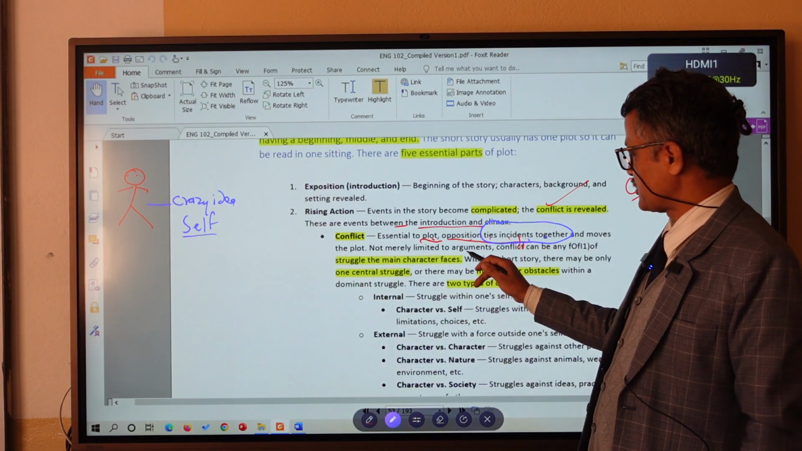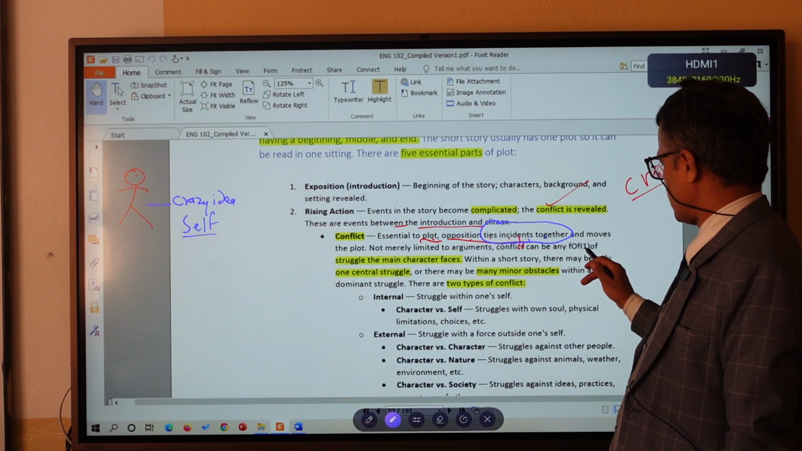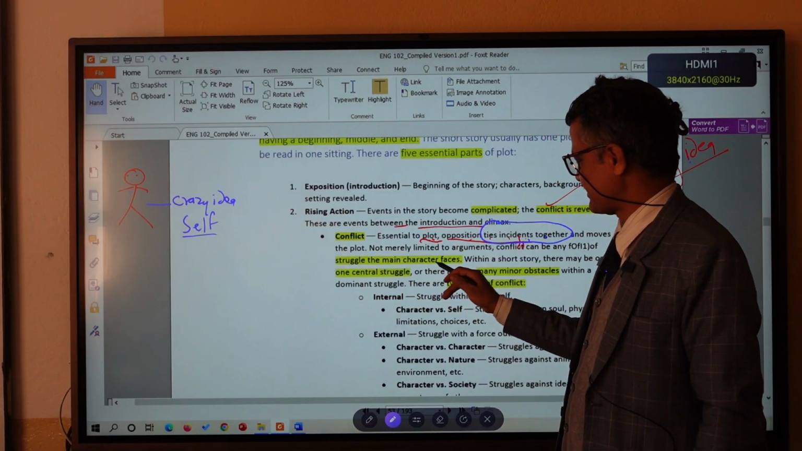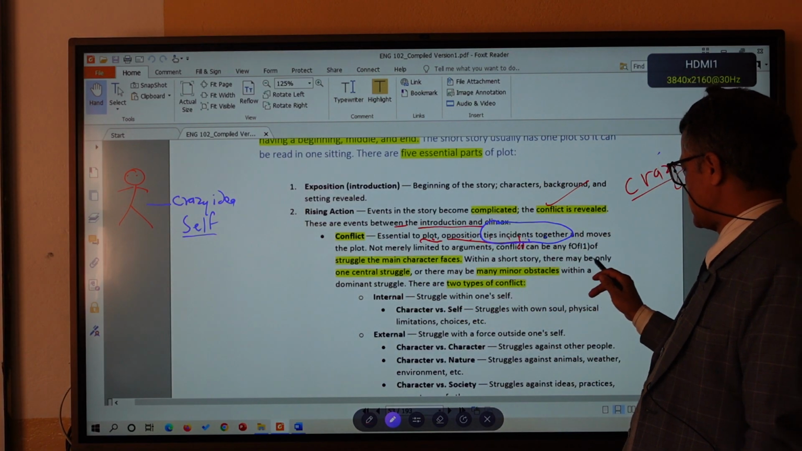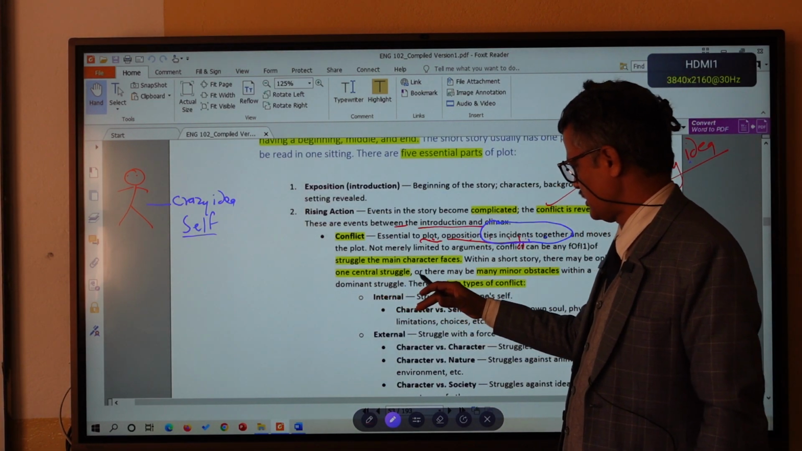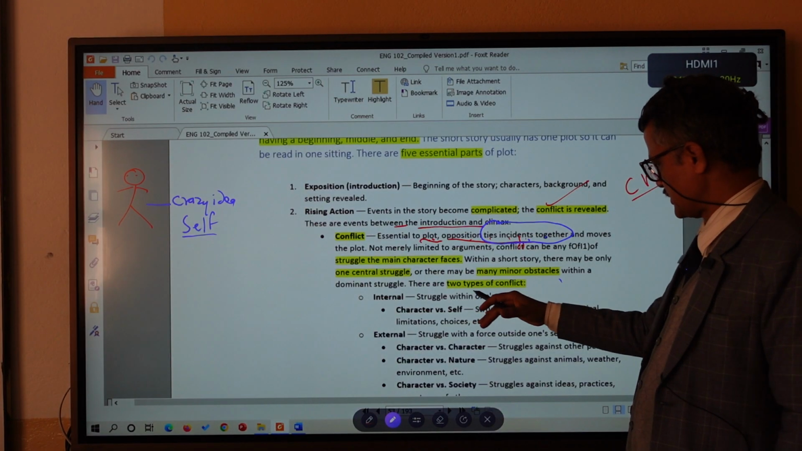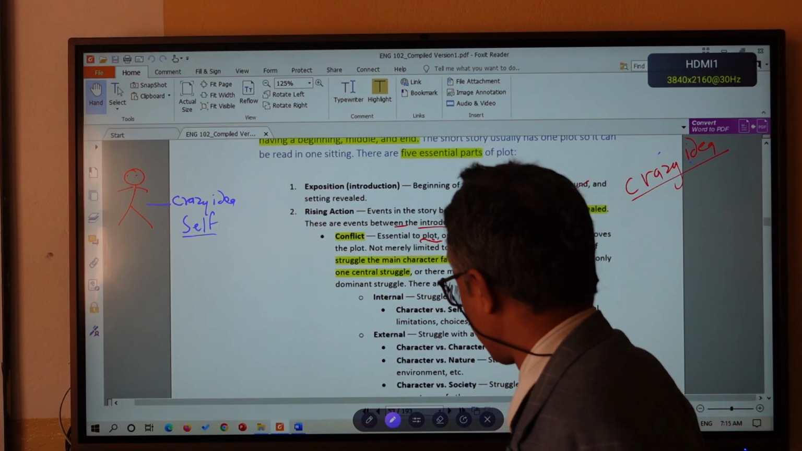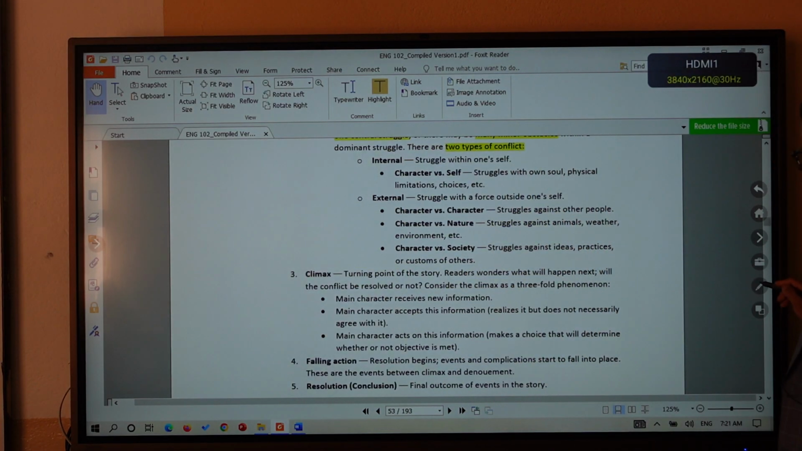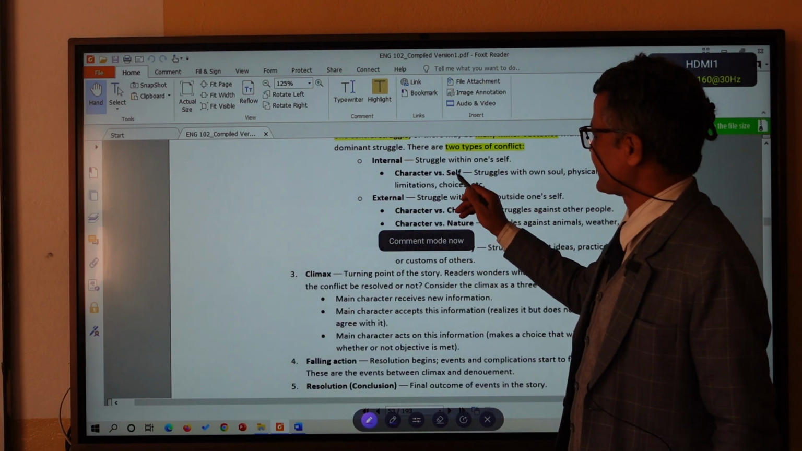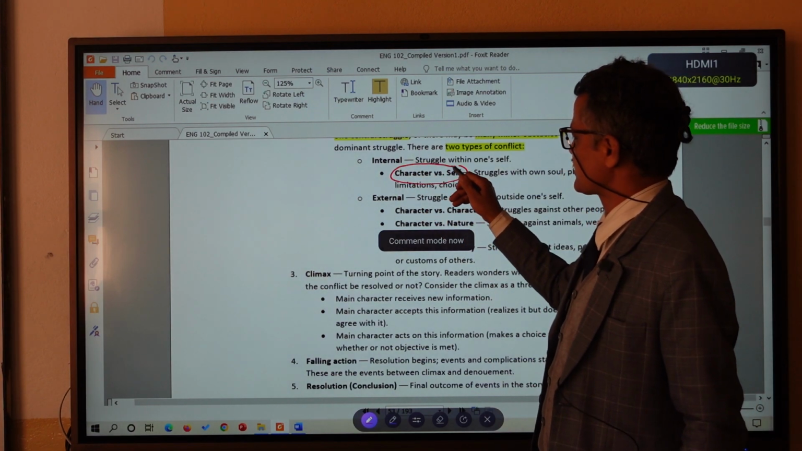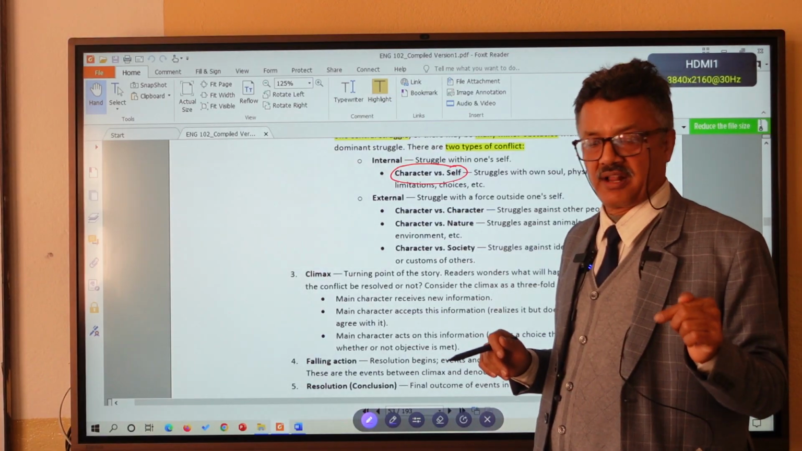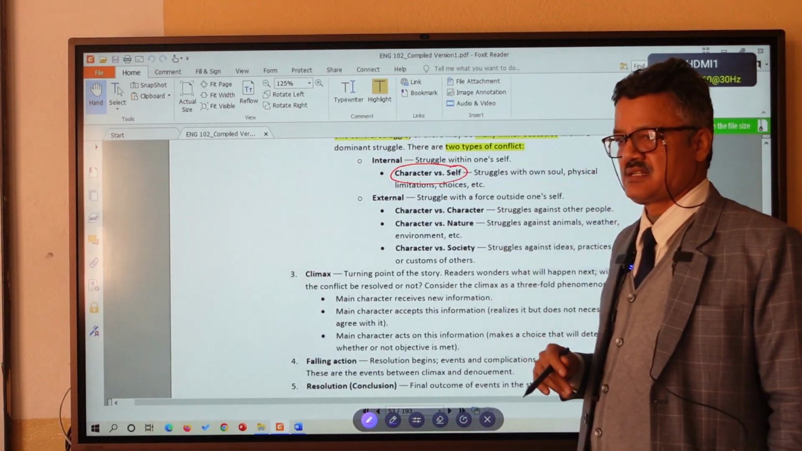Not merely limited to arguments, conflicts can be any form of struggle the main characters face. Within a short story, there may be one central struggle. There may be many types of conflict. Quickly, let's see, we won't discuss all. They are not all important. We'll discuss only a few. So, character versus self. This is the major conflict in this story.